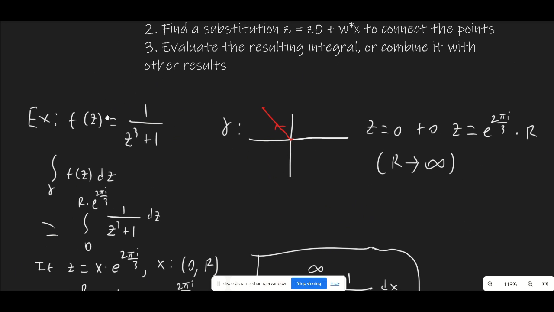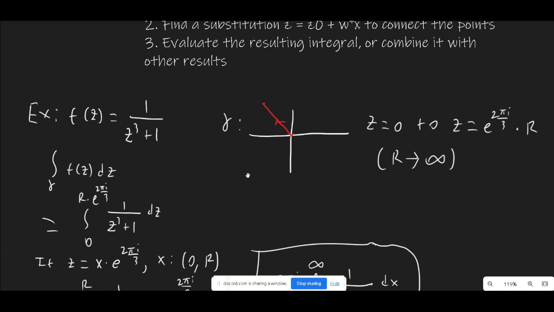So let's go ahead and go straight into an example right here. We have our f of z is 1 over z cubed plus 1. Our curve, lowercase gamma in this case, is the line running from z equals 0 to z equals e to the 2 pi i over 3 times r. So really this line should be a little bit more to the right there, but it doesn't really matter. And again, r is going to infinity.